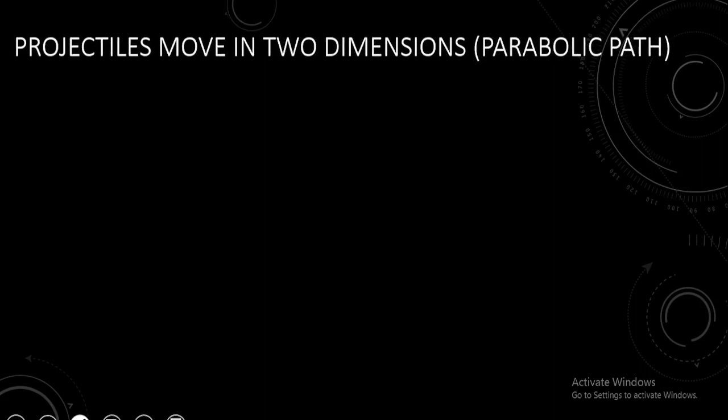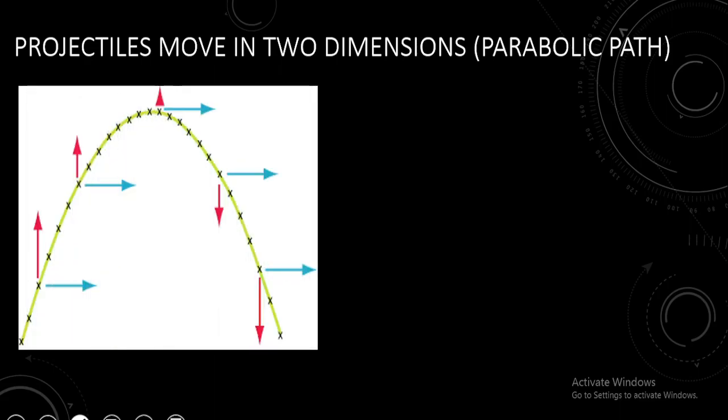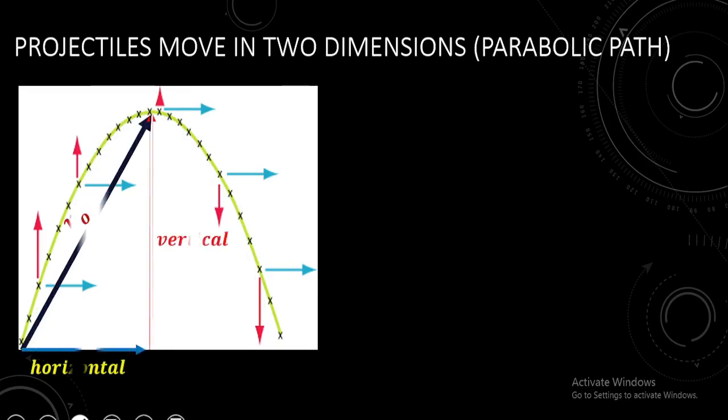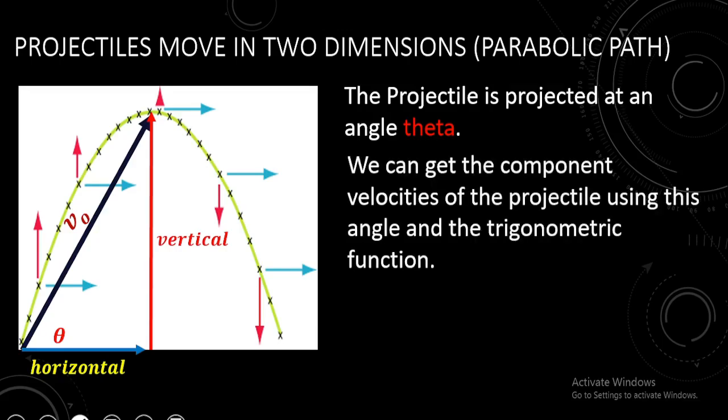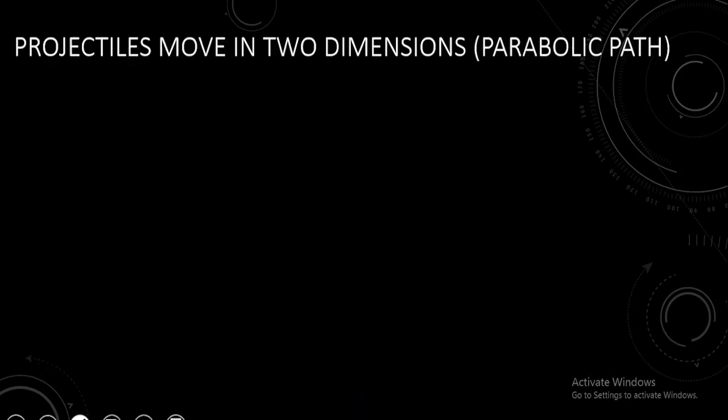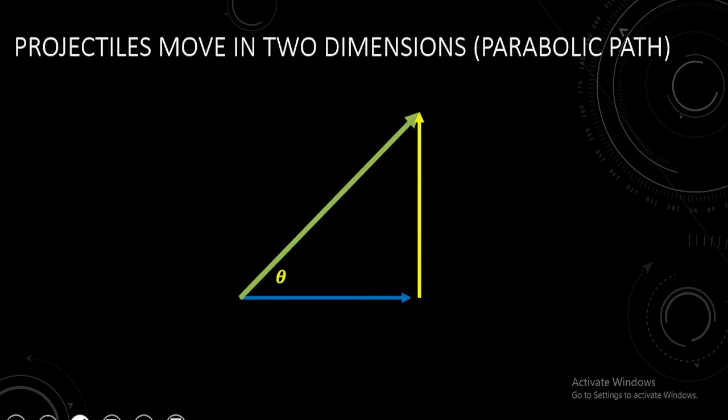So projectiles move in two dimensions and create a parabolic path. This is the parabolic path, and you will see that there is an interesting triangle right there, and we're going to use trigonometric functions in order to find the vertical and horizontal components with the help of angle theta. We can get the component velocities of the projectile using the angle and the trigonometric functions of sine and cosine. So let's find that using this triangle.